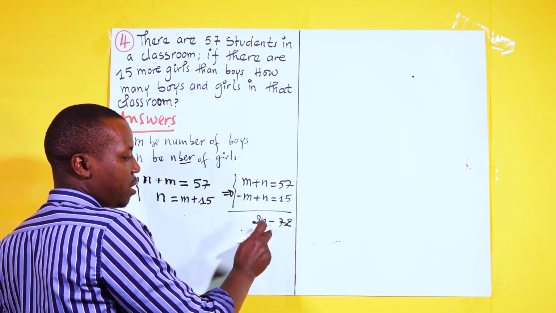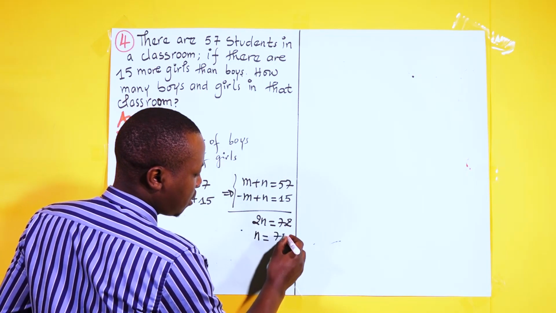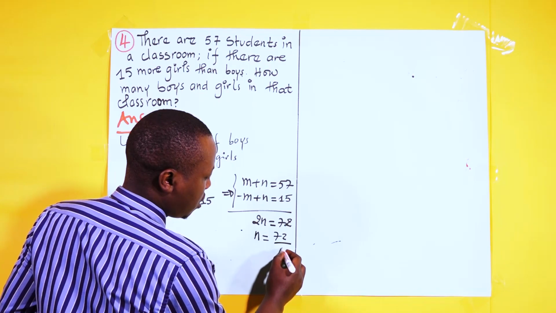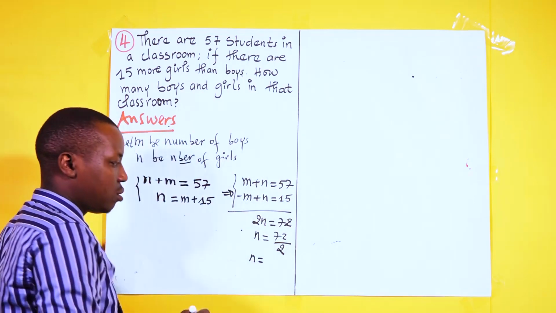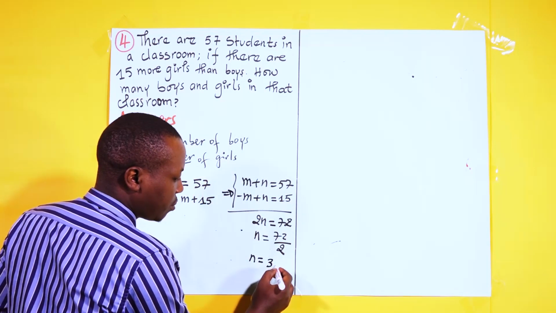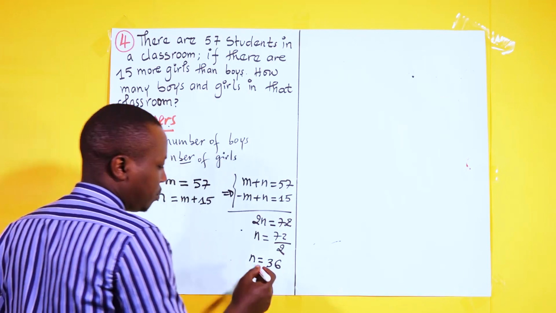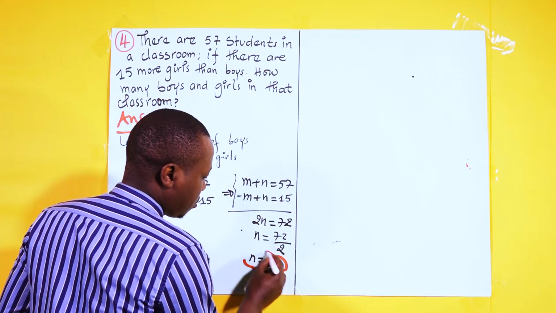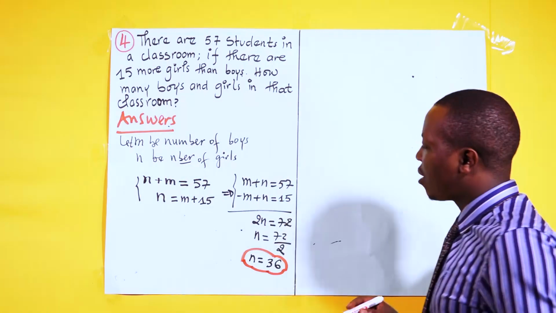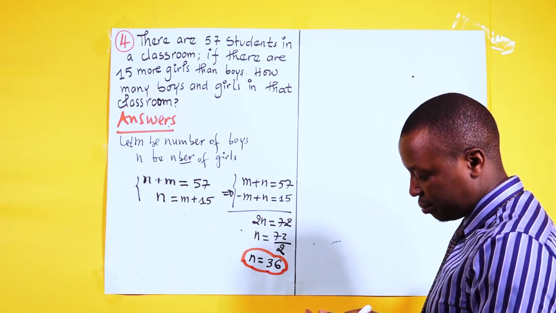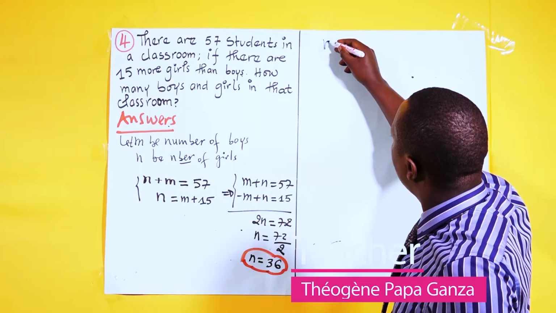To get n, we divide by 2 here and 2 here. N equals to 72 divided by 2, right? And then here n equals to how much? 36. What is n? N is number of girls. How can you find number of boys here?